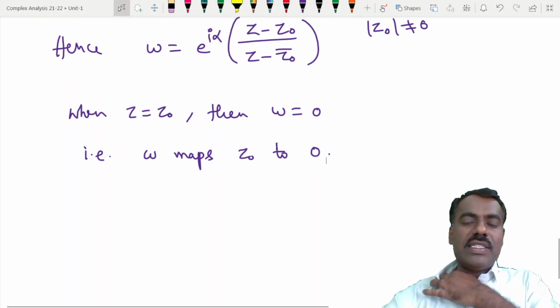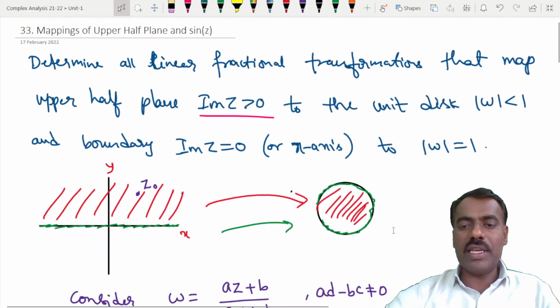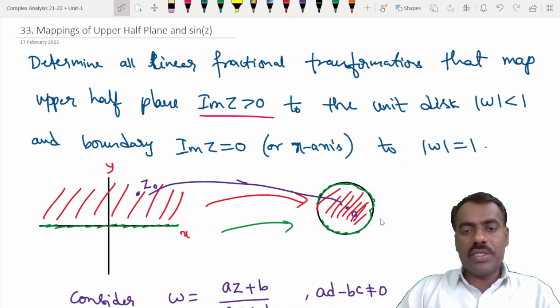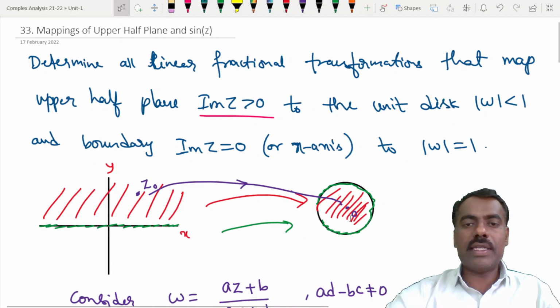But 0 is an interior point of this disk. So here we have the origin, and this z0 is going to this origin. What we want is to find a linear fractional transformation such that the image of z0 is 0, and that maps to the unit disk, mod w less than 1.